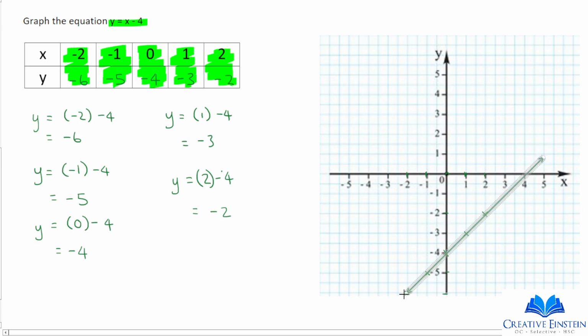So there we go. I'm going to pull this over a little bit. And there we have it. We've just graphed the equation y equals x take away 4.